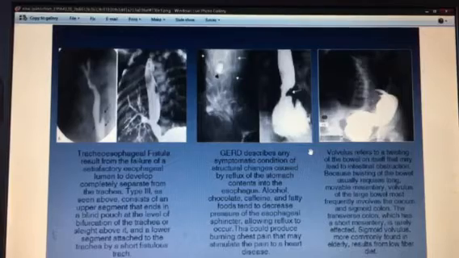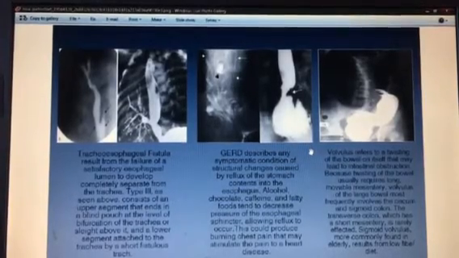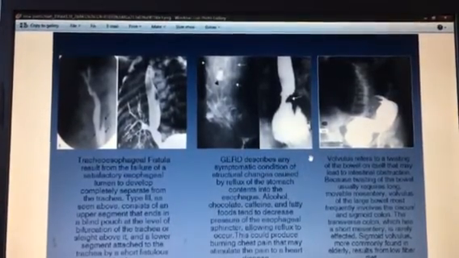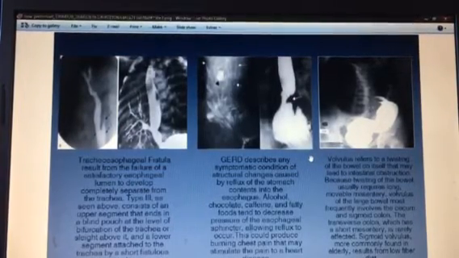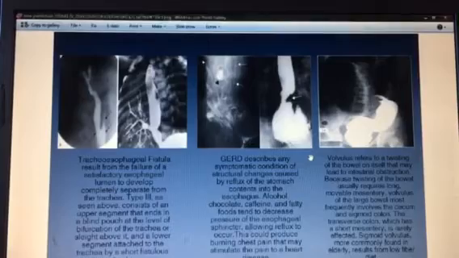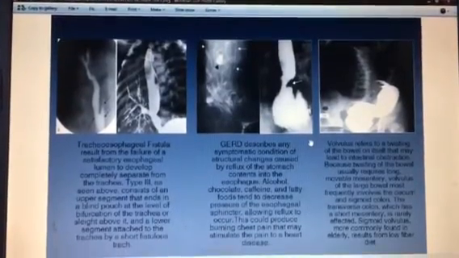The treatment for tracheoesophageal fistulas is immediate surgical repair, which keeps the infant from dying of starvation. If the fistula exists, delayed surgical repair may result in aspiration pneumonia.